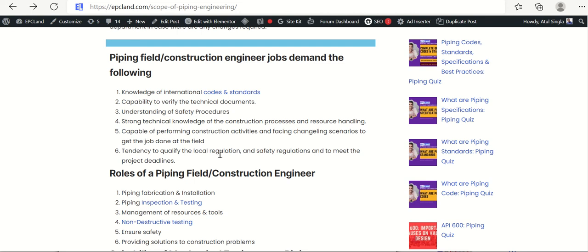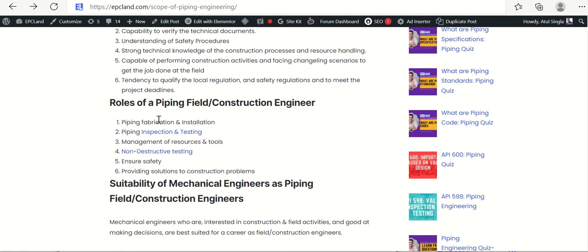Also at the same time, along with following all the code and standard requirements, the local regulation requirements, safety regulation requirements, they have to meet the deadlines also, right? So they have to be good in technical, they have to be good in coordinating with so many people at site. They have to be ready with a lot of challenges, right? So this is what is demanded from these kind of roles.